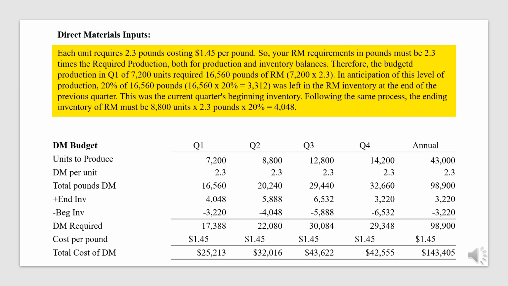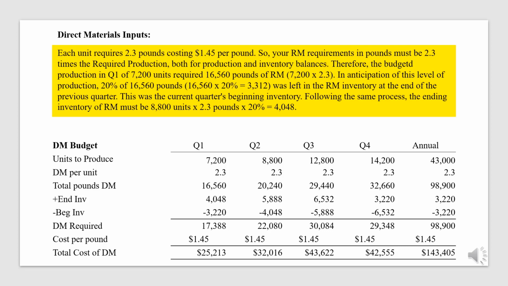When we go through this, we've got 4,048 in my ending inventory, 3,220 at my beginning inventory. That means that I had to have 17,388 pounds of raw materials. Remember, they cost $1.45 a pound. Therefore, my total cost of direct materials is $25,213 in the first quarter.